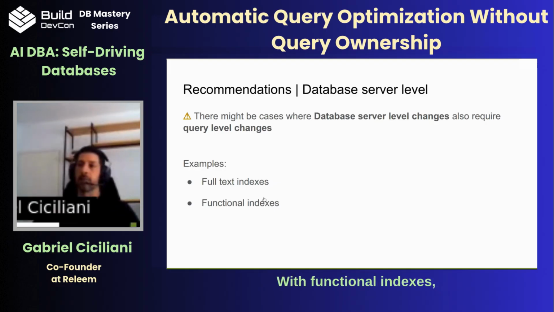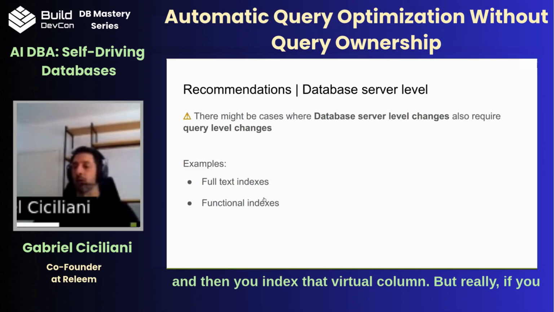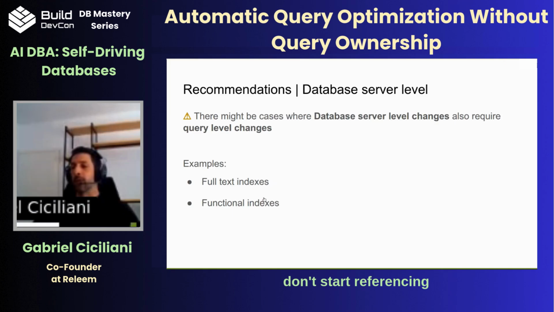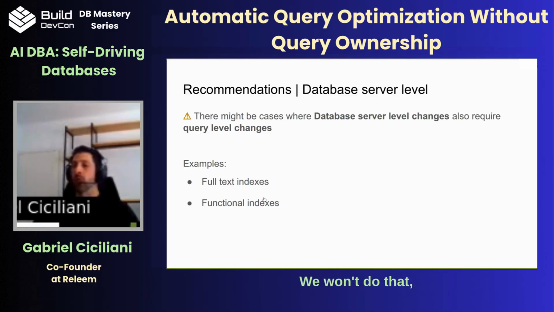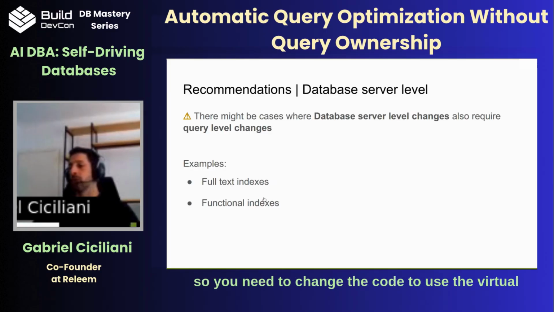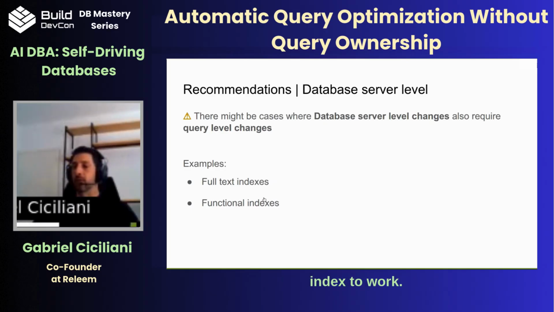With functional indexes, there are cases with MariaDB, I think before version 10.8, where you create a virtual column using that function expression, and then you index that virtual column. But if you don't start referencing the virtual column, the server is not smart enough to say, okay, I have a virtual column that matches this expression, right? We won't do that. So you need to change the code to use the virtual column for the functional index to work.